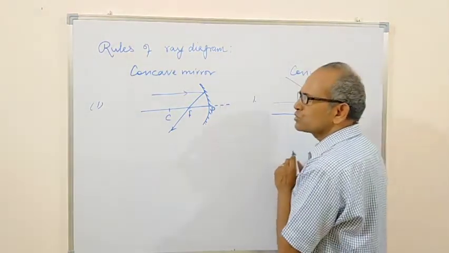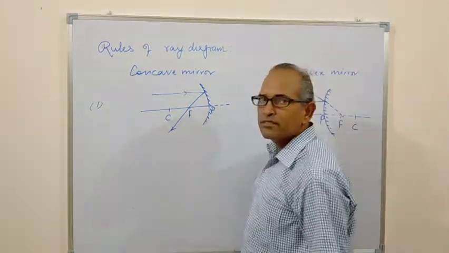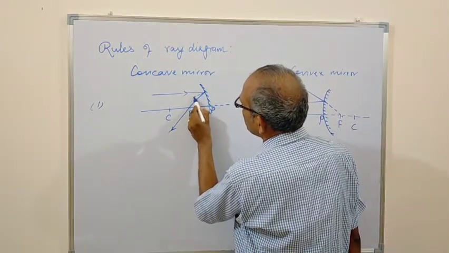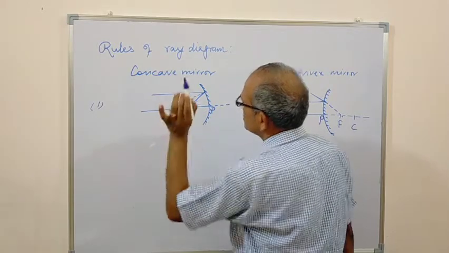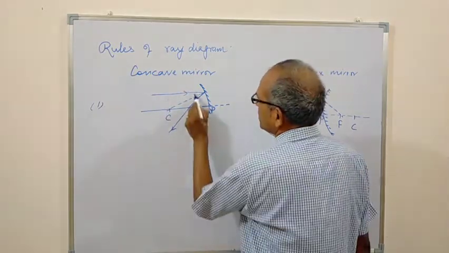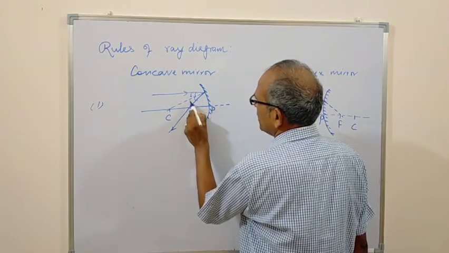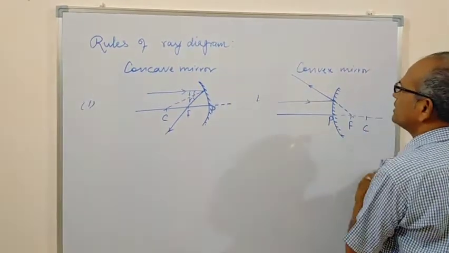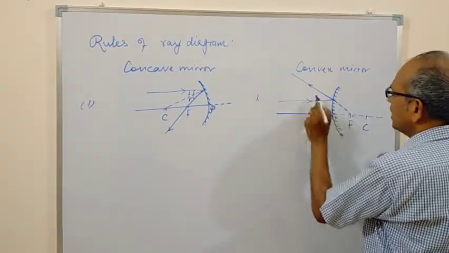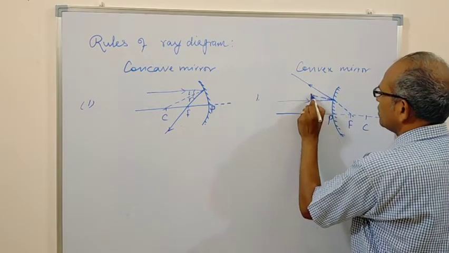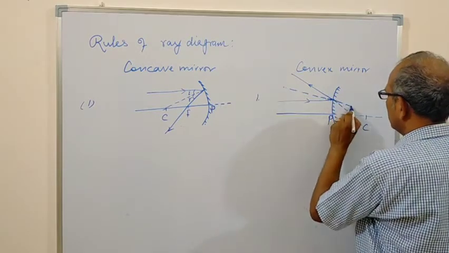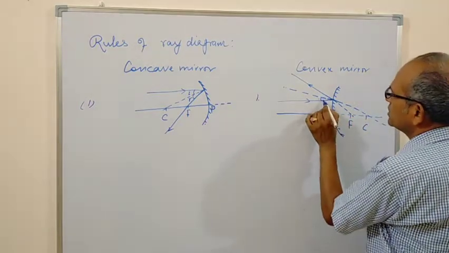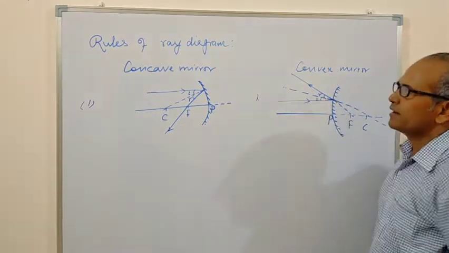I want to show the angle of incidence and angle of reflection for this. So I will draw one dotted line from the center of curvature. This is the angle of incidence and this is the angle of reflection. I also want to draw the angle of incidence and angle of reflection in this convex mirror, so I will draw one dotted line from the center of curvature of the convex mirror. So this is angle I and this is angle R.